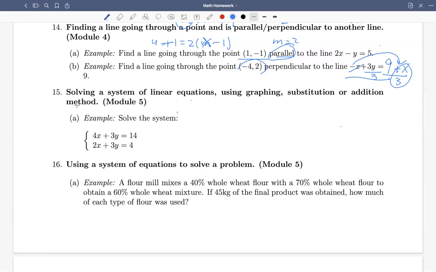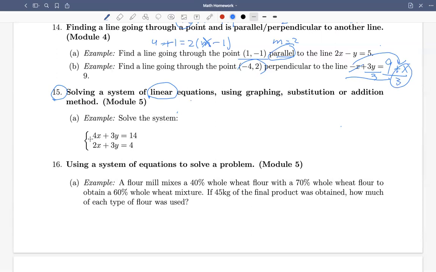Okay, now let's look at 15. Solve a system of linear equations. So what do we call linear? Linear means the exponents of the variables are just one. Using graphing, substitution, or the addition method, basically saying using any method you want. Let's see which one we want to do.